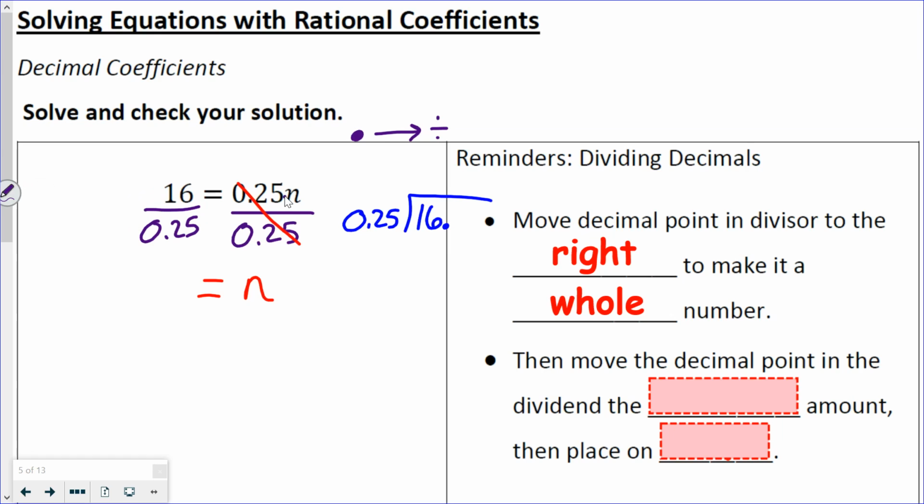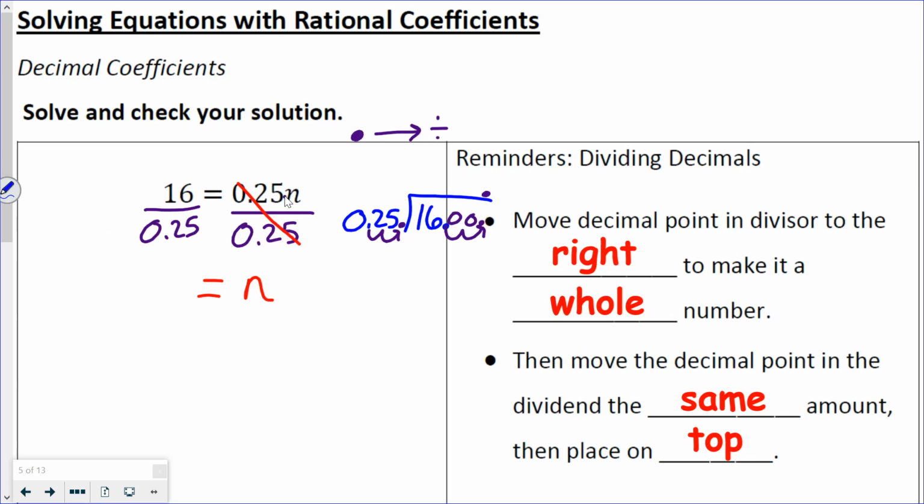So I have to move this decimal point over twice to make it a 25, which means I can't just leave 16 as 16. We have to move that the same amount and then move our decimal up to the top. So I actually have to change my 16 to 1600. Okay. And then we can do the division part.